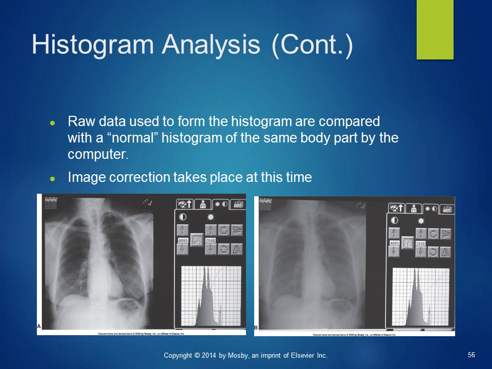Raw data used to form the histogram are compared with a normal histogram of the same body part by the computer. Image correction takes place at that time.